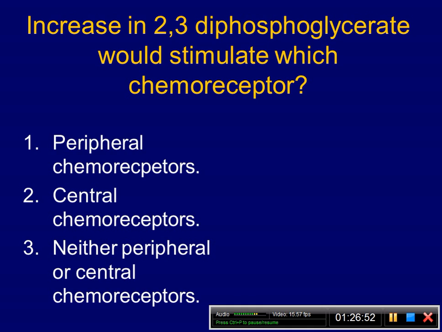So I think this is one of the last slides, right? Increased 2,3 BPG would stimulate what? Would it stimulate the peripheral chemoreceptors, central chemoreceptors, or neither? What stimulates the peripheral? Oxygen and acids. Yep. What about the centrals? Acid and CO2? Neither. It's neither. Yep.